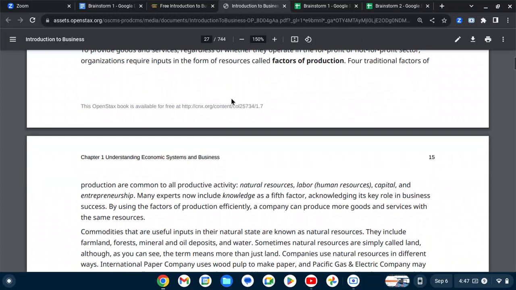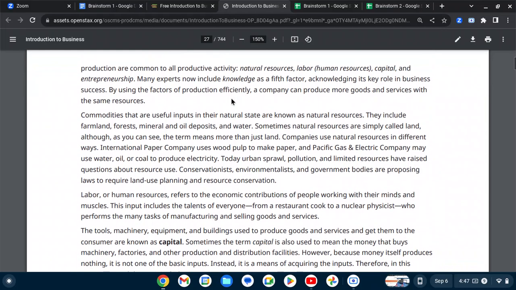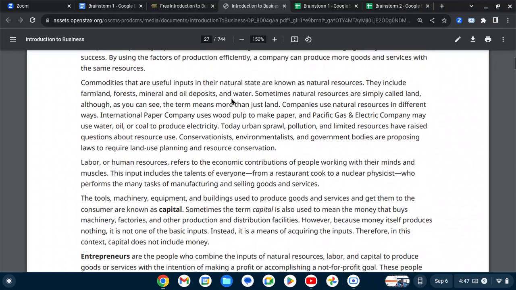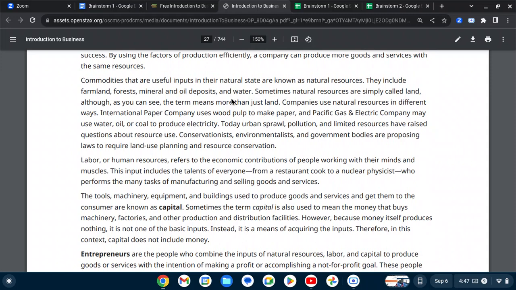Many experts now include knowledge as a fifth factor, acknowledging its key role in business success. By using the factors of production efficiently, a company can produce more goods and services with the same resources. Commodities that are useful inputs in their natural state are known as natural resources. They include farmland, forests, minerals, oil deposits, and water. Sometimes natural resources are simply called land, although, as you can see, the term means more than just land.